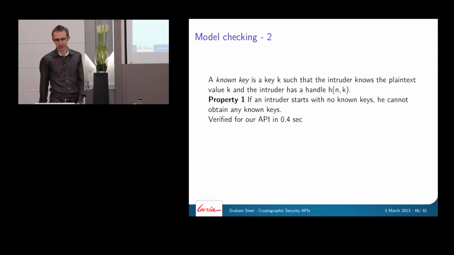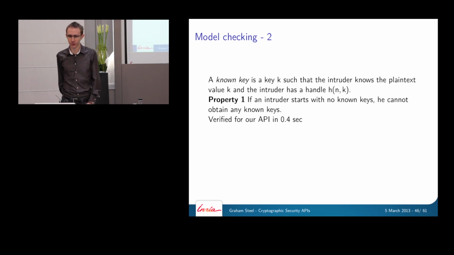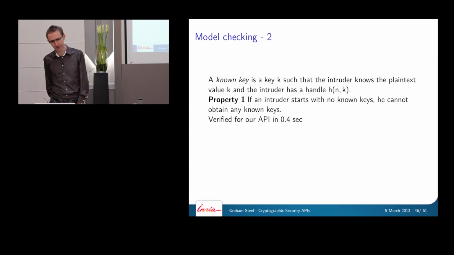So what happens when we give this to our model checker? Well, first of all, we're going to define the properties that we want to check. We're going to assume that all the keys on the device are sensitive. And we want to work out whether the intruder can ever learn for himself the plaintext key K for a handle for which he has NK.